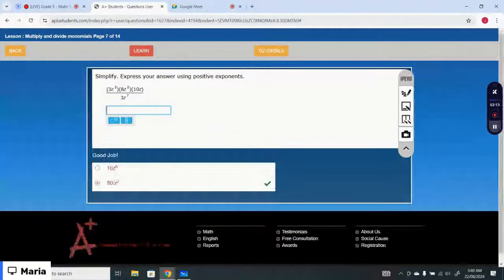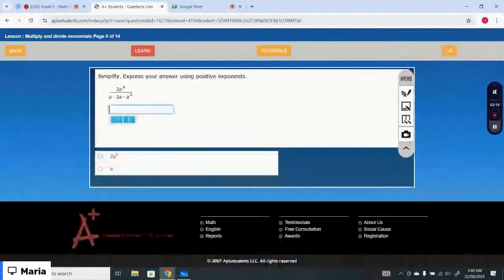Okay, the next one is 2a^8 divided by a times 2a times a^5. So 2 and 2 cancel out, right? The denominator is a^5, a^6 and a^7, so you are just left with a. Okay, you can complete the lesson by yourself later today.